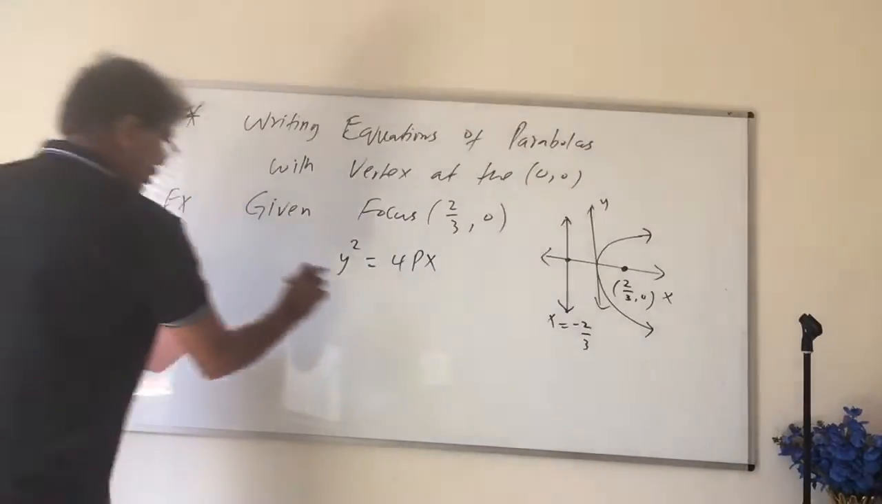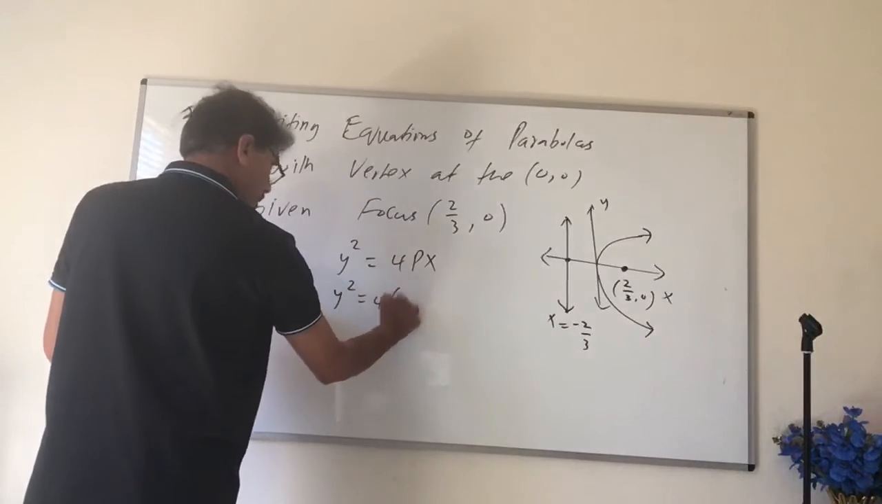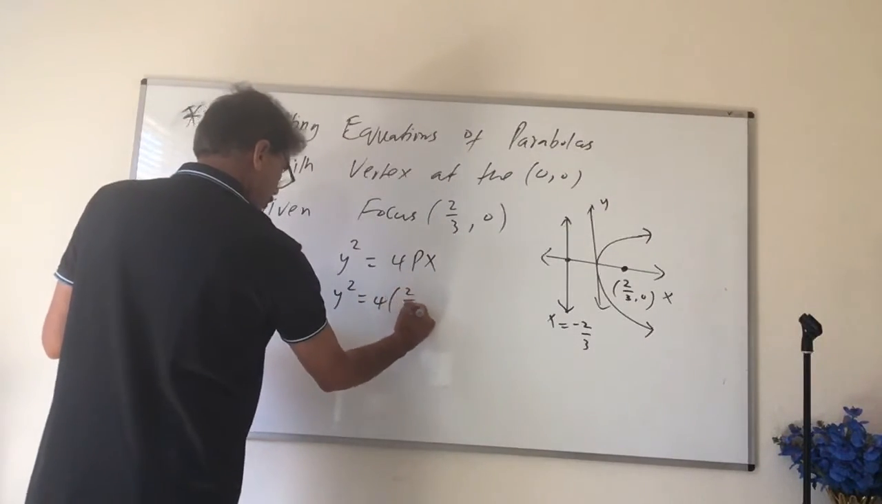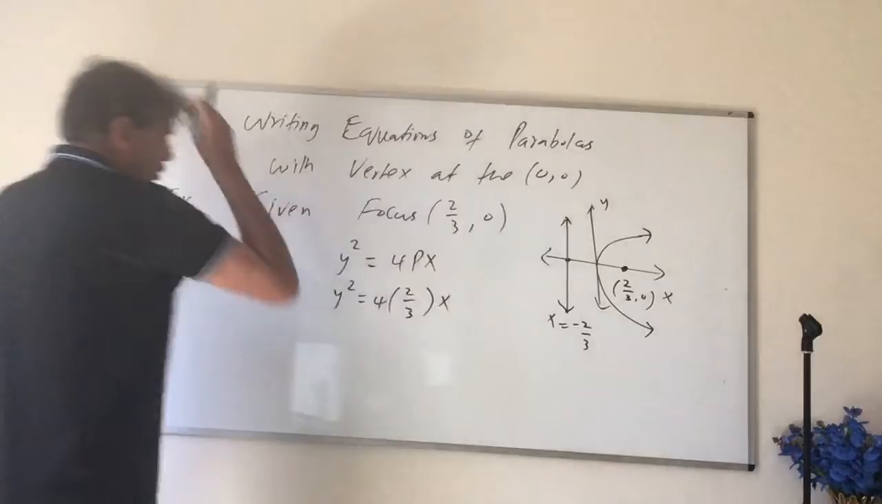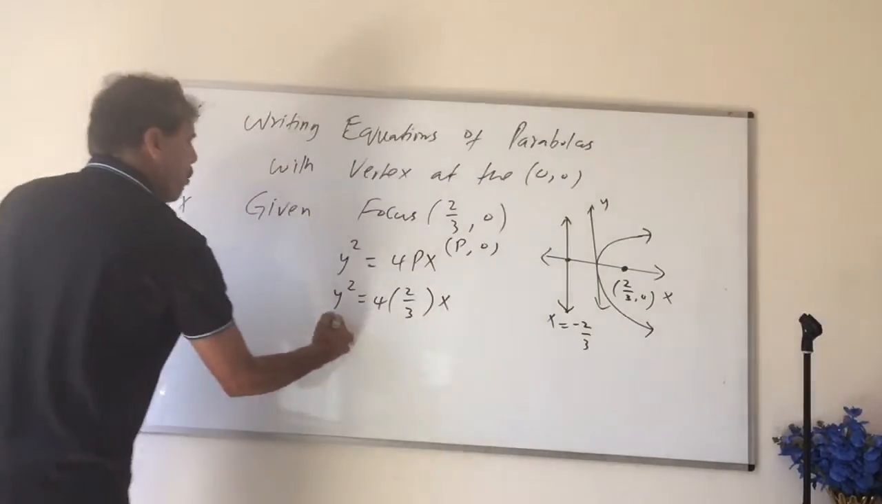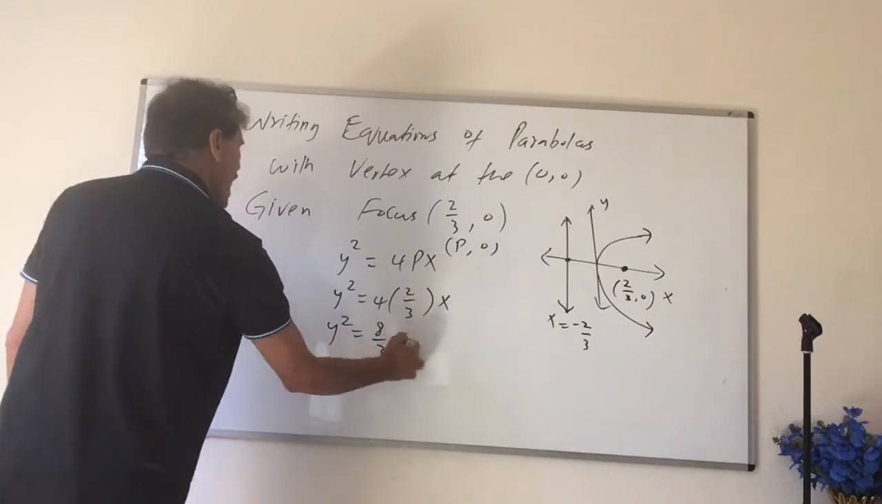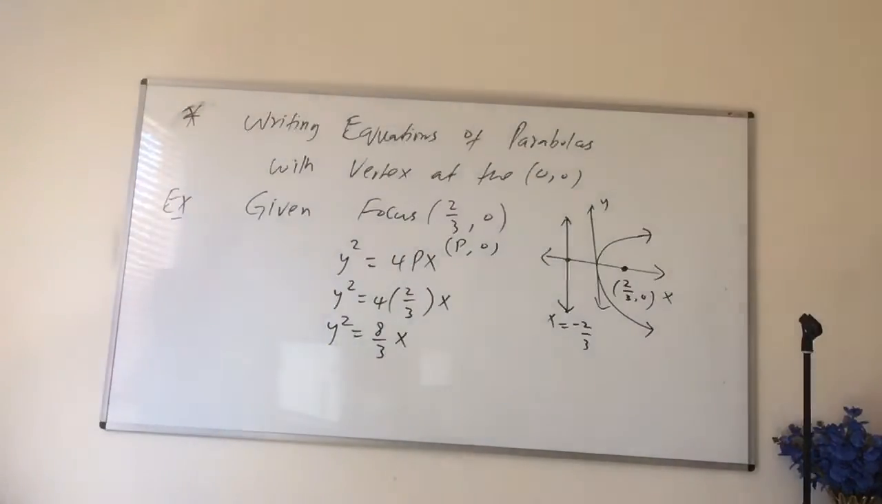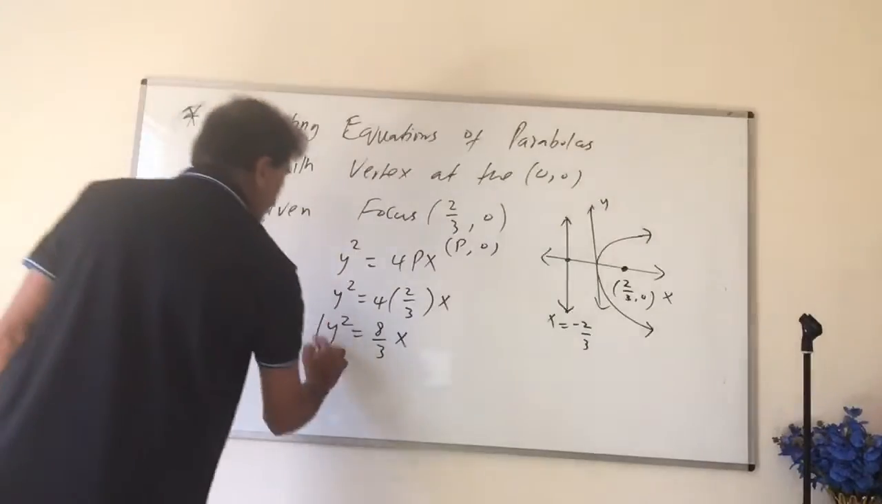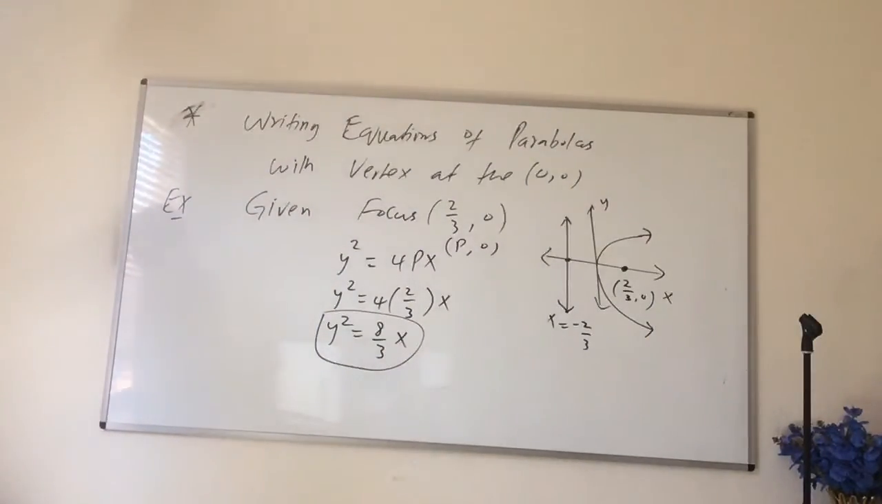So now we can write. This is the equation we're gonna fill in. So y squared equals 4, what is p? p equals 2 over 3, times x. So this is the p comma 0. Then y squared equals 8 over 3 x, 4 times 2 over 3, x, and that's the answer. You're done. So that is the equation of the parabola: y squared equals 8 over 3x. Okay, let me show you one more.